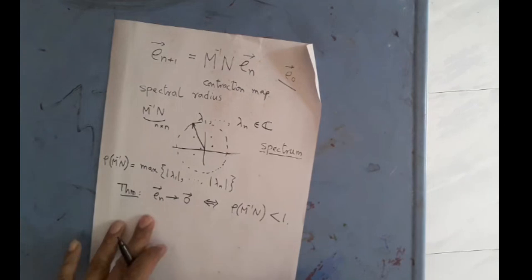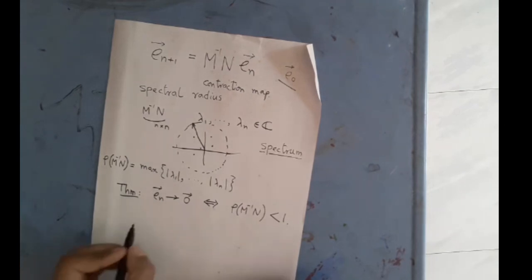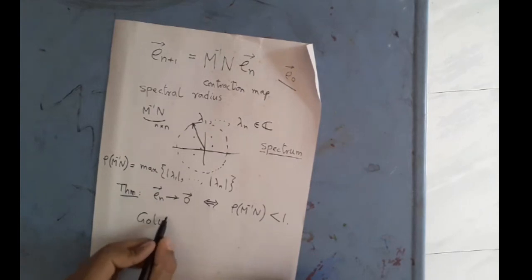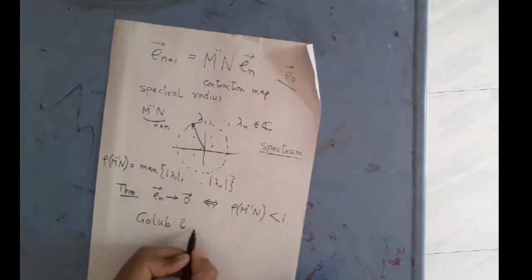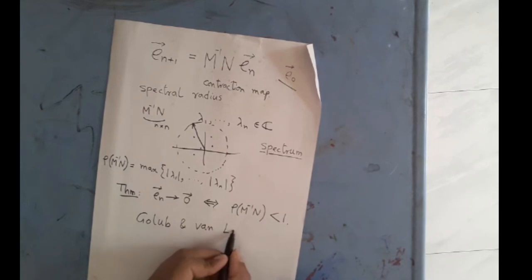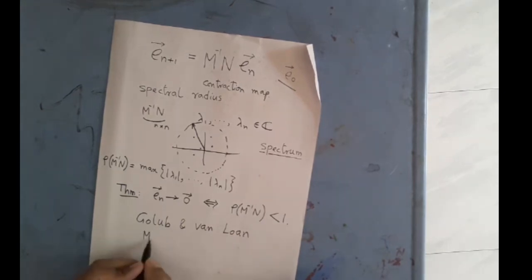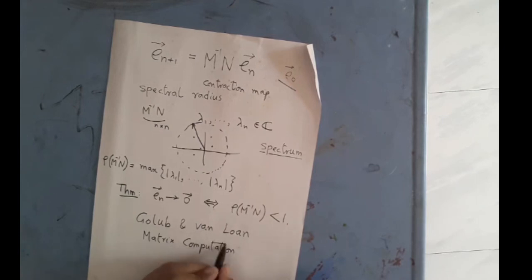The proof of this is not at all trivial. If you are interested in looking up this proof or any other proof, you might consult this book, Golub and Van Loan. Not a very readable book, but it contains all the proofs. The name of the book is Matrix Computations. Kind of the Bible of such topics, and it is about as easy to read as the Bible is.